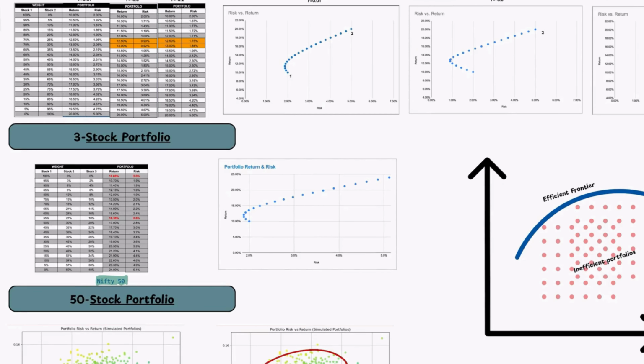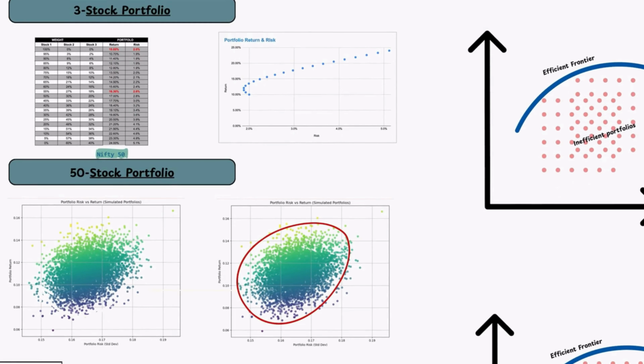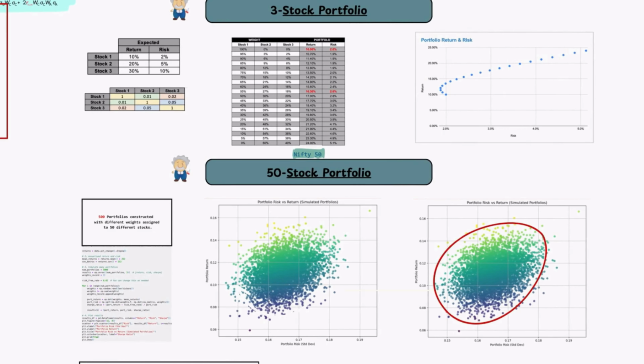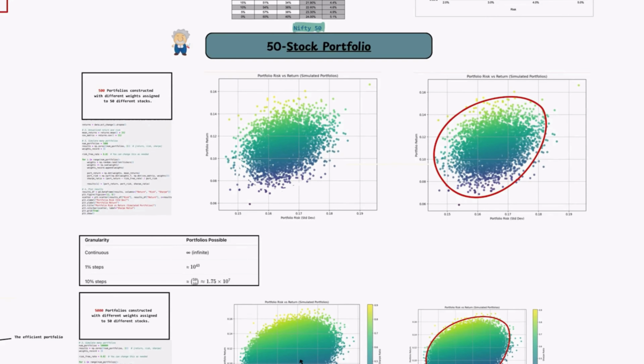Now let's take all the stocks in Nifty 50, a very popular index in India, and try to find the shape of all the possible portfolio combinations. This time, since there are so many stocks, the possible combinations are nearly infinite. But because we can't plot all the combinations, let's restrict ourselves to just say 500 portfolios, and we plot them.